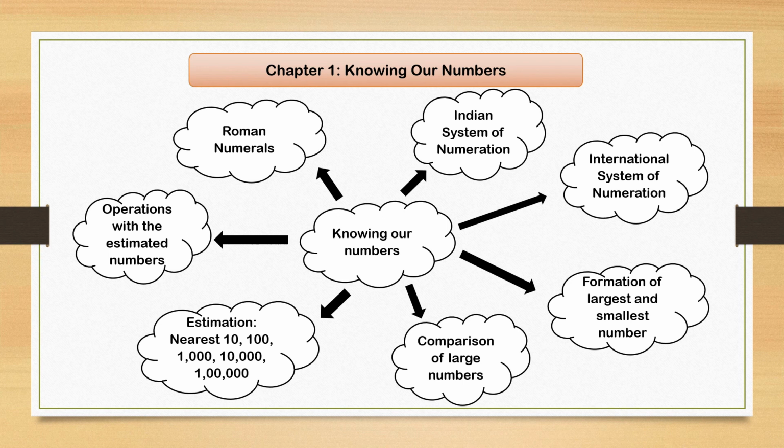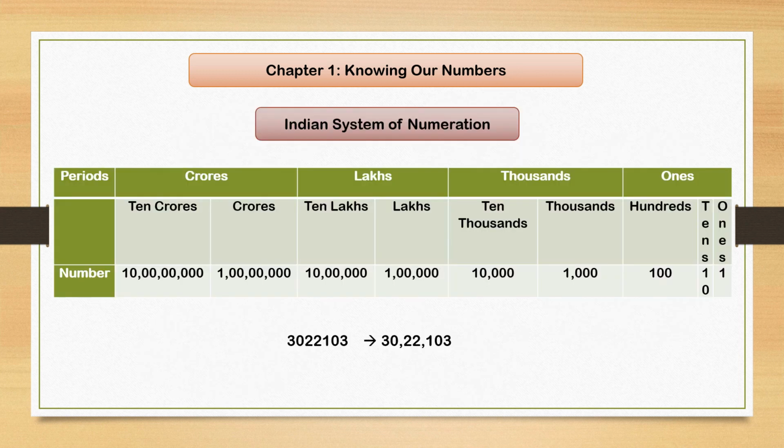Further, we learned the comparison of large numbers. Next, we learned about estimation, and under that we learned about estimation up to the nearest 10,000 and lakhs. Further, we learned how to perform operations with the estimated numbers. At the end, we learned about Roman numerals. Now, let's look at the concepts one by one.